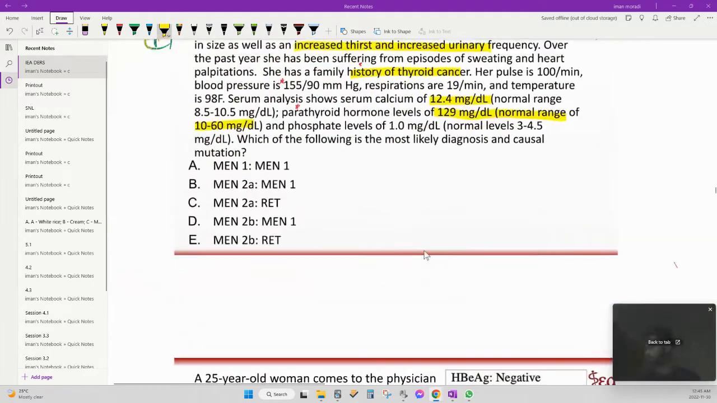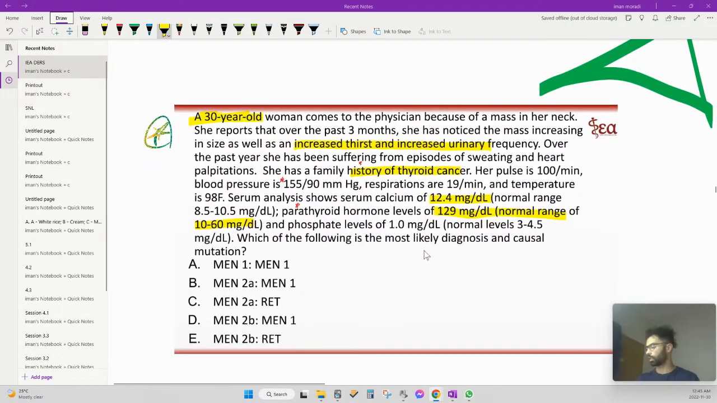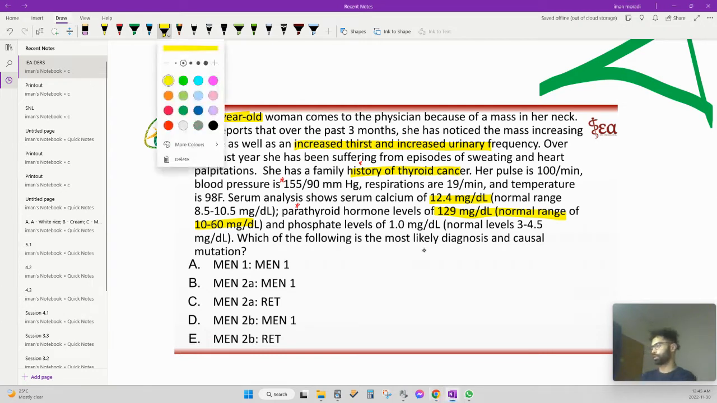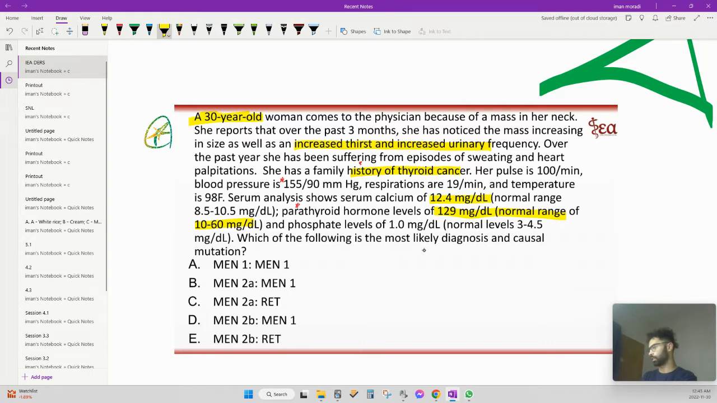Let's continue with part 3 of reviewing IEA pathology questions. Okay, so this question, we got a 30-year-old female, mass in her neck that increases in size. She feels that she's more thirsty than usual, increased urinary frequency, heart palpitations.